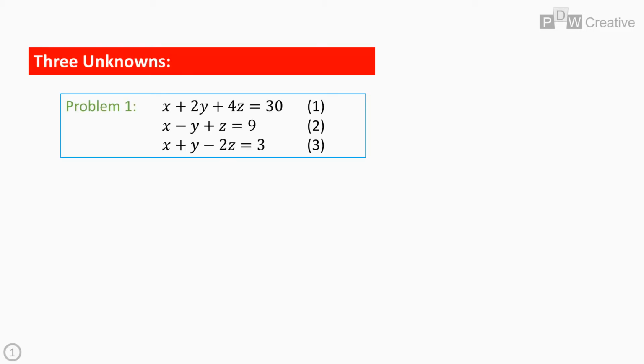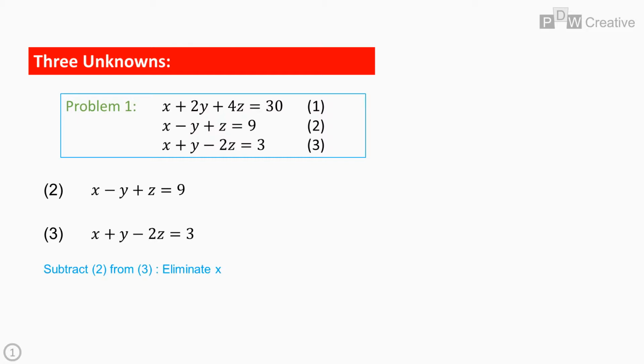Problem 1 shows three equations featuring three common unknowns labelled x, y and z. To start off, I need to pick an unknown to eliminate. I'm going to choose x. So let's take equation 2 and equation 3. We could choose any two combinations for elimination, but for this problem I've opted for these two.